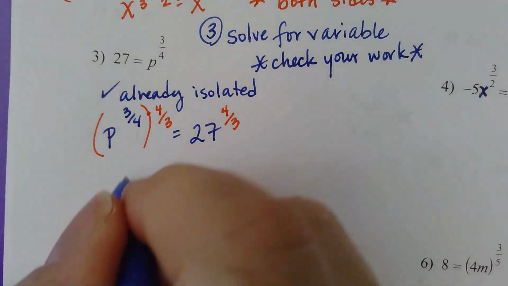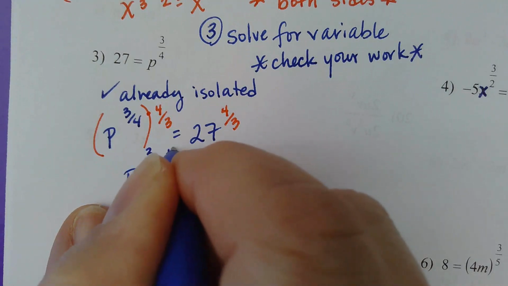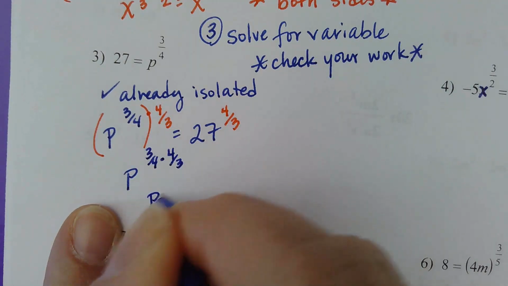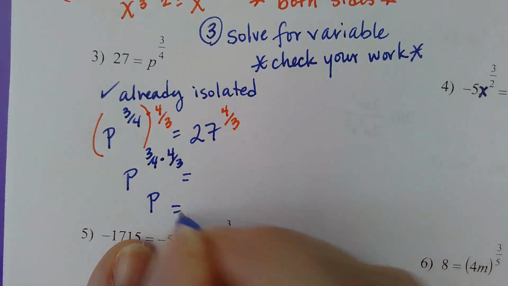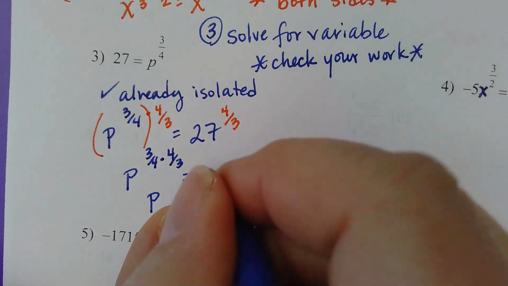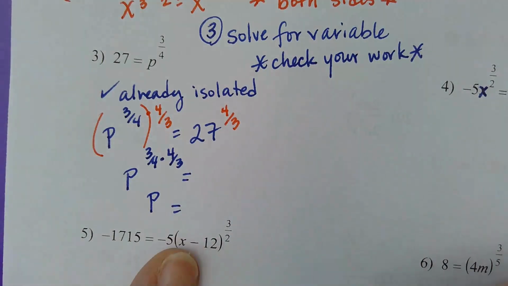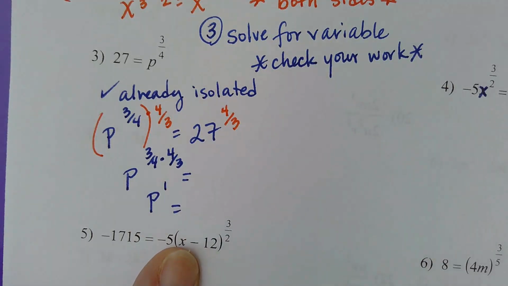So now what I have is p to the 3/4 times 4/3. That's p to the 1 power. That's just p. Okay, equals 27 to the 4/3. And that you can put in the calculator. You get 81.